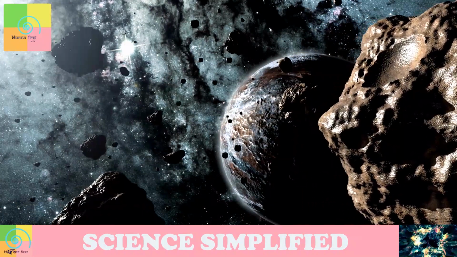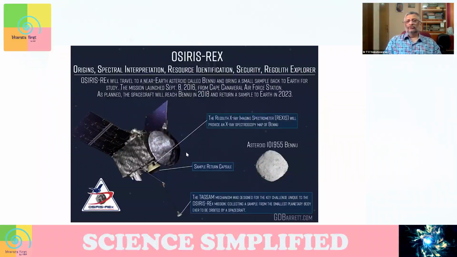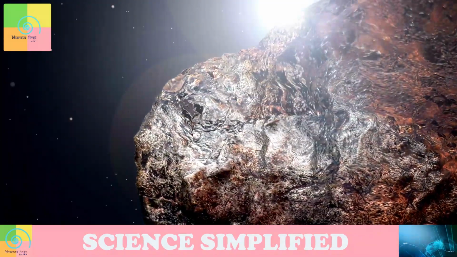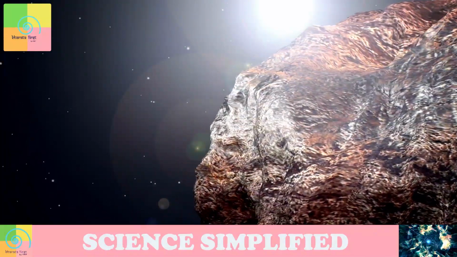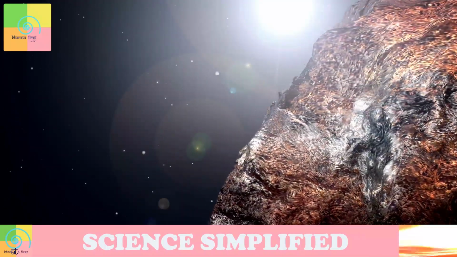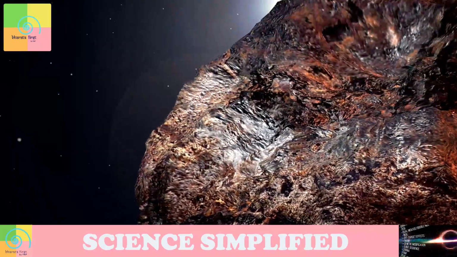Okay, there are multiple reasons why it is so. OSIRIS is actually an acronym for Origins, Spectral Interpretation, Resource Identification, Security, Regolith Explorer. The mission was launched in 2016, and the sample is supposed to return to Earth in 2023. It's on the way. It goes to an asteroid called Bennu, and then it studies that asteroid and collects some sample and brings it back.